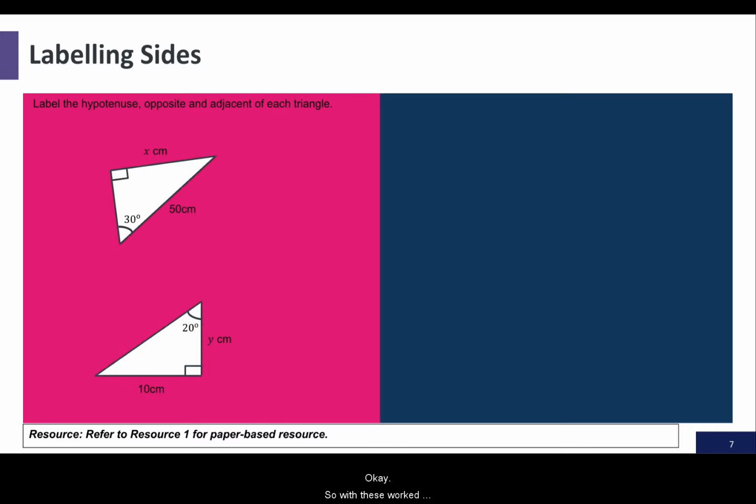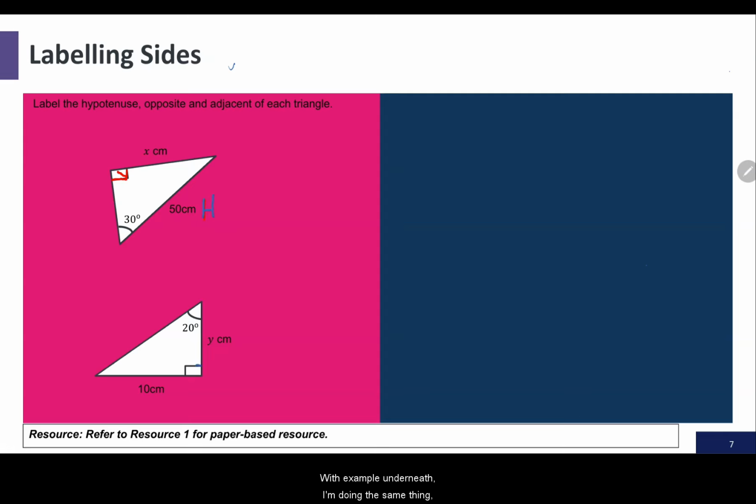Okay, so with these worked example problem pairs, I will do the questions on the left, and the questions on the right are for you to have a go at. So this question says, label the hypotenuse, opposite, and adjacent of each triangle. Okay, so here we go. The right angle is here, and that points to the hypotenuse, which for ease, I'm going to call H.